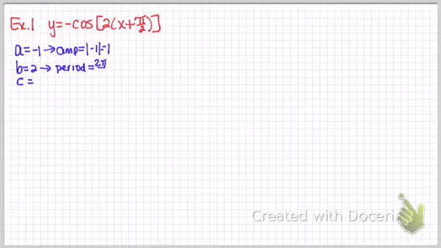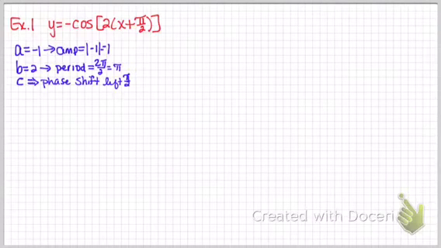Sorry about that. So it's 2 pi over b, which in this case our b value we said was 2, which means my period is pi. And then my c value is positive pi over 2, which we know means our phase shift. Because it's positive, we're going to go to the left, pi over 2.